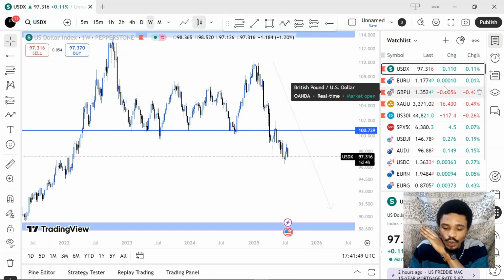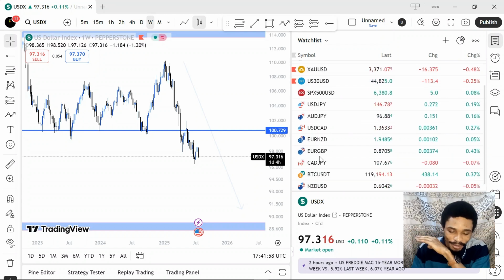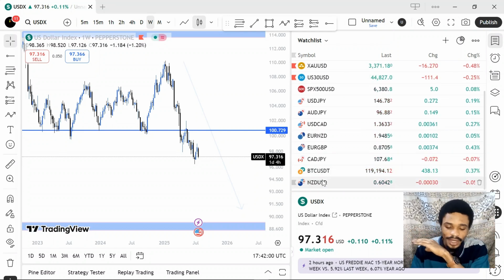Dollar pairs like EUR/USD. If I bring this out very quickly, EUR/USD, GBP/USD, XAU/USD. In fact, don't even touch this one. Anything that is paired to USD, NZD/USD, USD/CAD. Whatever is happening here always affects these other pairs.